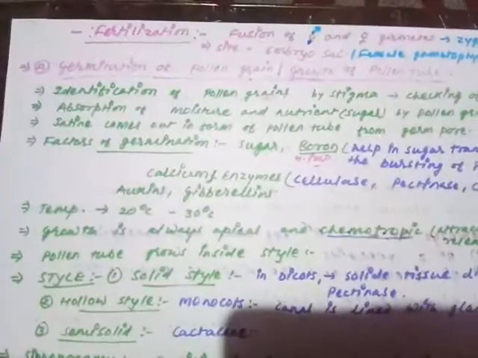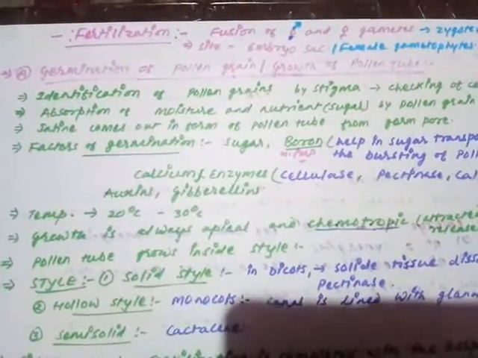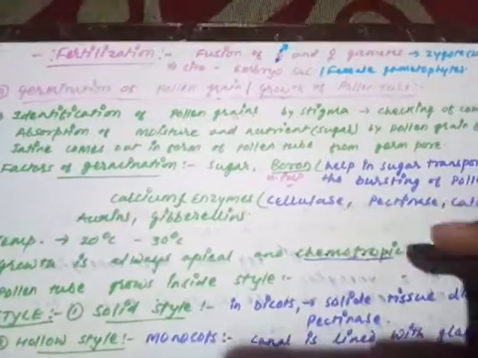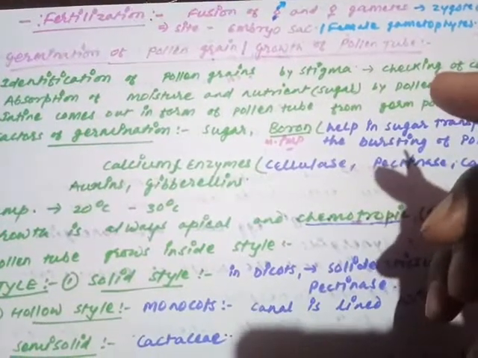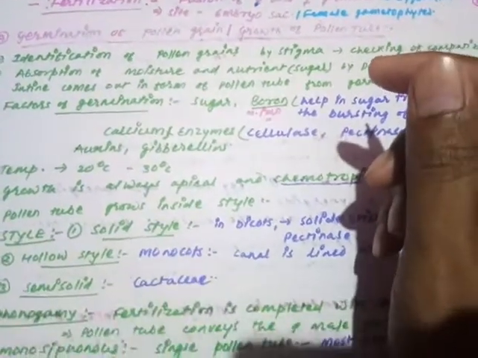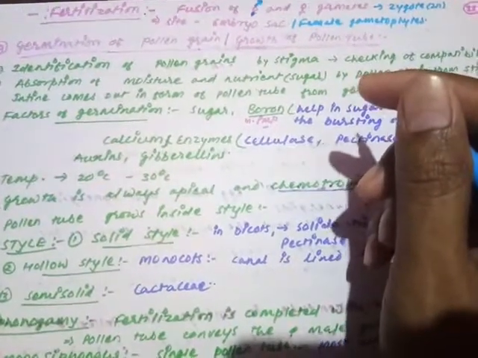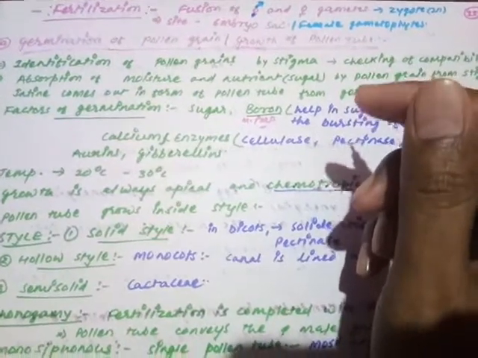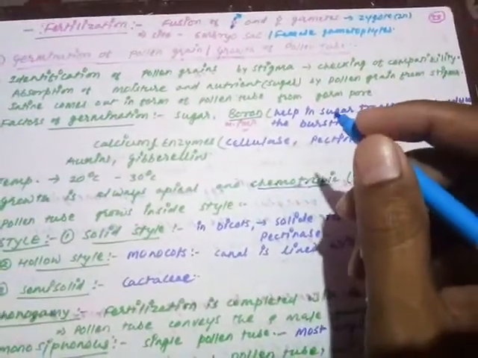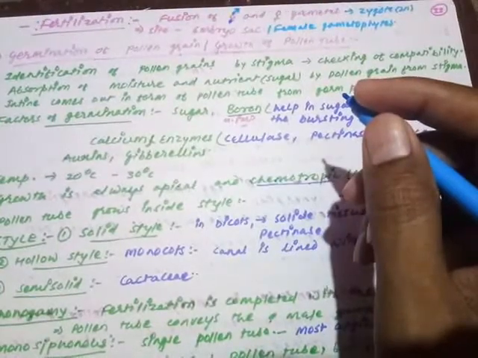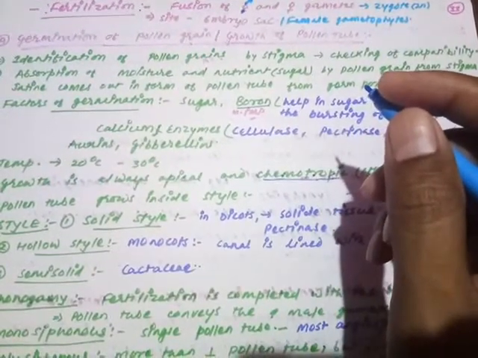Now let's look one by one at the basic process or mechanism of fertilization in plants. First of all, the germination of the pollen grain, or we can say the growth of the pollen tube. What is the mechanism of fertilization? The first step of fertilization in the plant is the germination of the pollen grain, or the growth of the pollen tube. Let's see one by one how the pollen grains germinate.